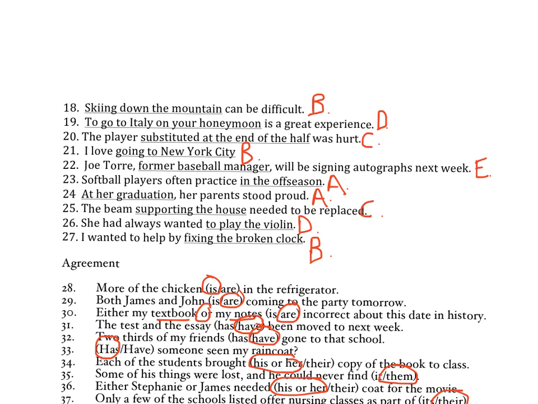I love going to New York City. I love what? I love going to New York City. It's a direct object. It's a gerund phrase. Again, I love it.